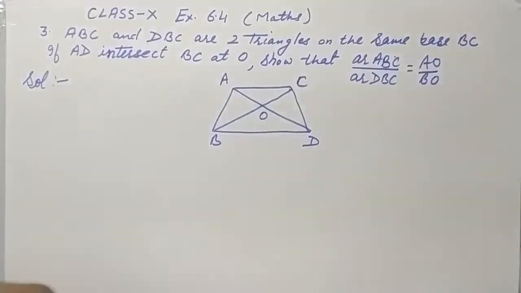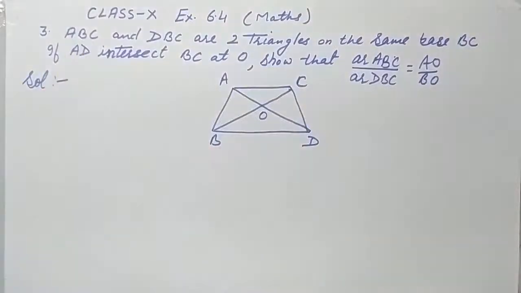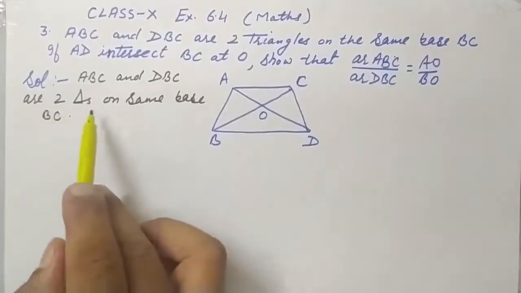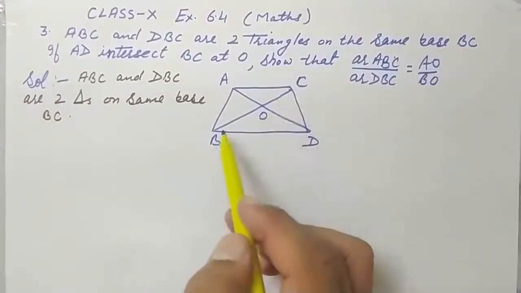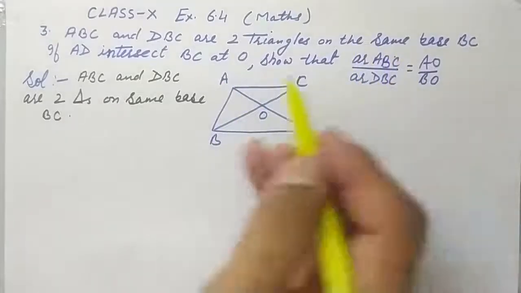So let's see how to do this question. First of all, write what is given in the question. This is written: ABC and DBC are two triangles on the same base BC here. So this we have to prove. So let's take this left hand side.